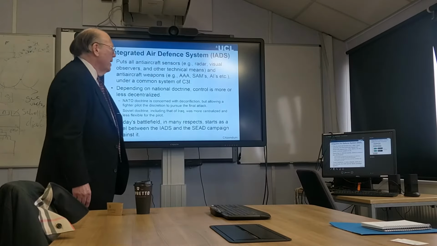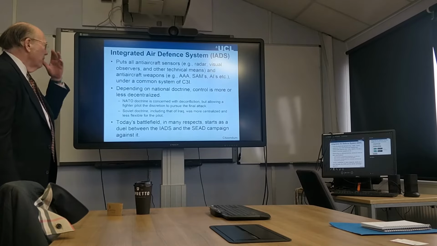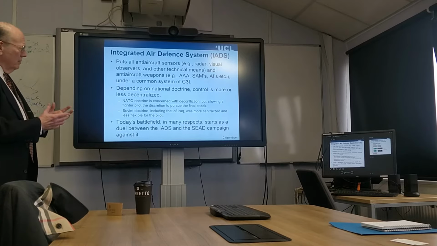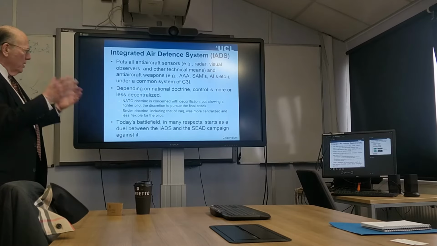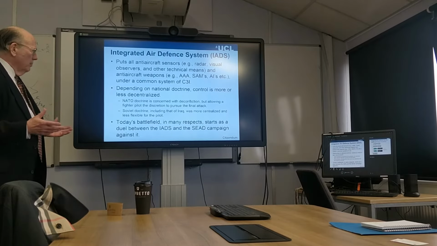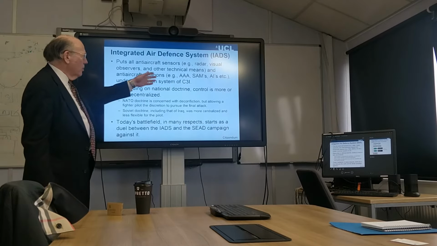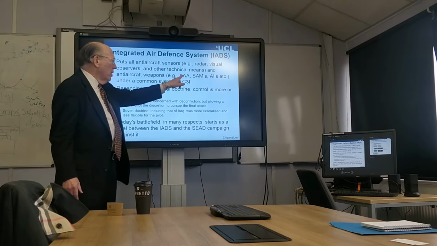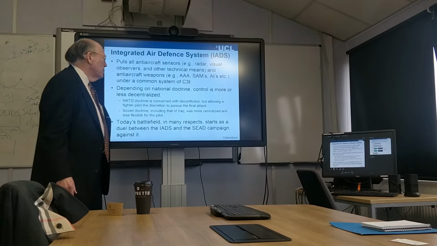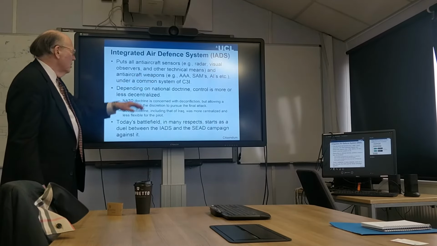So one of the things that electronic warfare is used against is an integrated air defense system. An integrated air defense system takes all of the sensors that are used against attacking aircraft and integrates them. So radar, visual observers, other technical means, and anti-aircraft weapons, which could include anti-aircraft artillery, surface-to-air missile systems, airborne interceptors, etc. And it's under a common system of command, control, communications, and intelligence.